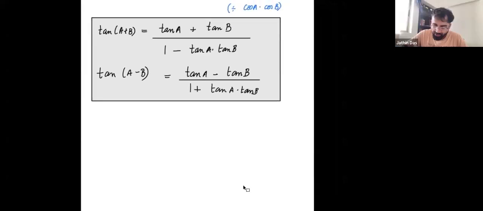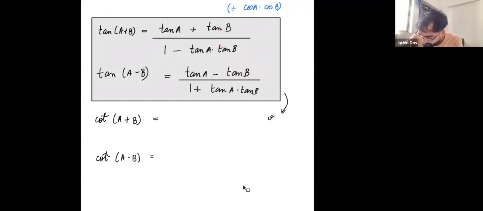You should also remember cot A plus B. Sometimes it will help, but I have a method for it. So you just remember the method. You know tan A plus B and tan A minus B, and cot A plus B you will get easily. What I do is take the reciprocal and the mirror image. You'll understand what I mean by that.